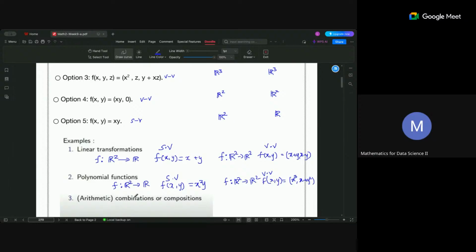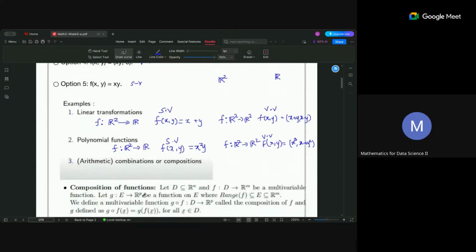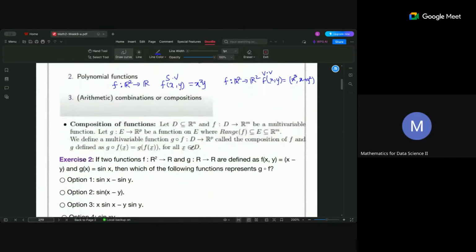And then arithmetic combinations like sum or multiplication. Multiplication in the sense here mainly we are looking at composition. Multiplication in general is not making sense for vector valued. Only for scalar valued it will make sense. So we can take addition, subtraction, or composition of functions. So composition in general, you know what are composition of functions. So the same kind of definition holds for multivariable function as well. Okay, exactly the same definition in fact.